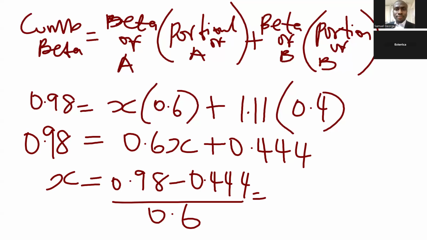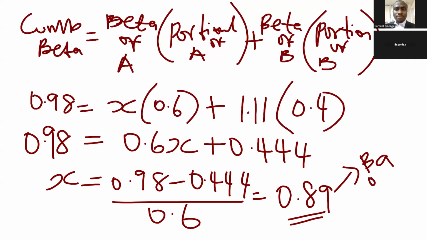Okay, now we have 0.98 minus 0.444, divided by 0.6. Our answer is 0.89. So this 0.89 represents the beta assets of motor scooter. That is the beta asset we have been looking for.